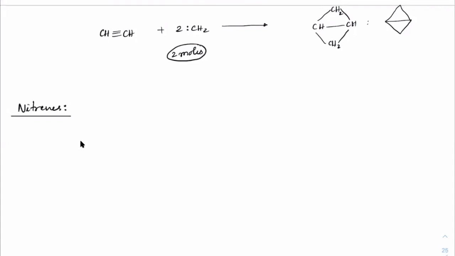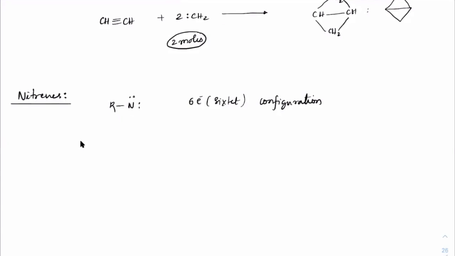We'll keep it short for nitrene. Just like how we had carbene, here also nitrene will have RN with two lone pairs. This is also a sextet, so I can say that this will also have 6 electrons, that is sextet configuration. And this will also exist in both singlet form as well as triplet form.